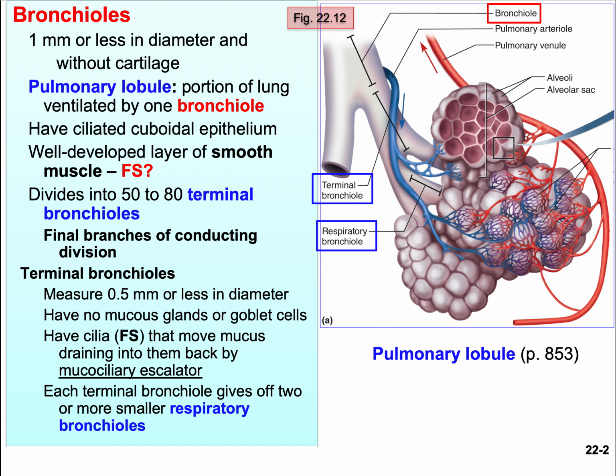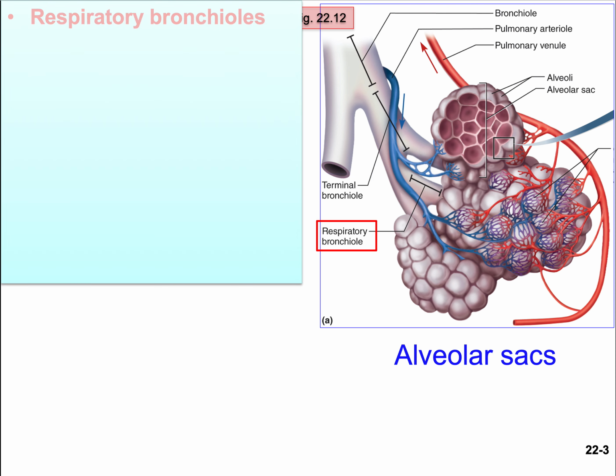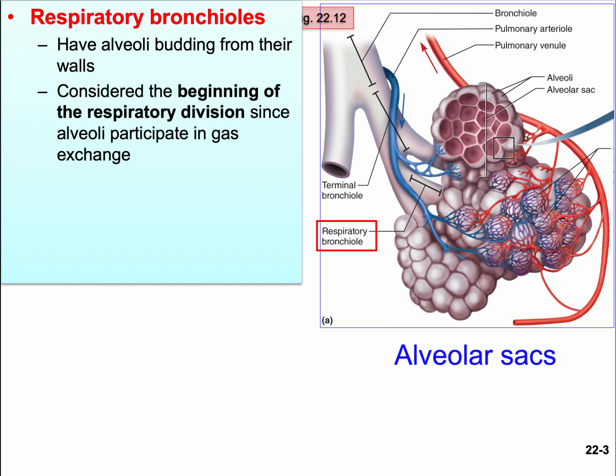Each terminal bronchiole then in turn gives off a couple of the respiratory bronchioles that then lead to the alveolar sacs. So respiratory bronchioles have these alveoli that are budding from their walls, and this is, at this point, where respiratory bronchioles are now expanding out into these alveolar sacs. This is really considered the beginning of the true respiratory division. This is where gas exchange is occurring.